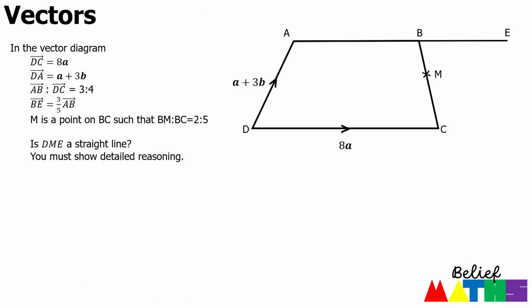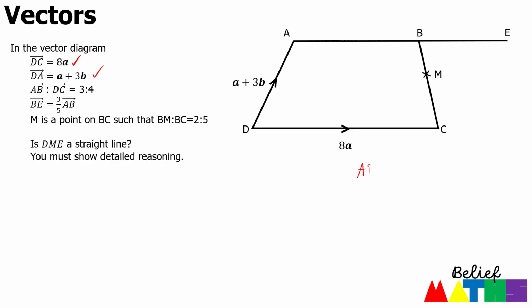Vectors is another one of those challenging topics that many students find difficult, and sometimes it's just about picking up some marks where you can, but we will look at how to find the final answer here. So it says, in the vector diagram, DC is 8a, that's already drawn for us, that's great. DA is already drawn for us. It tells us then that AB and DC are in a ratio of 3 to 4, so that can be useful for us.